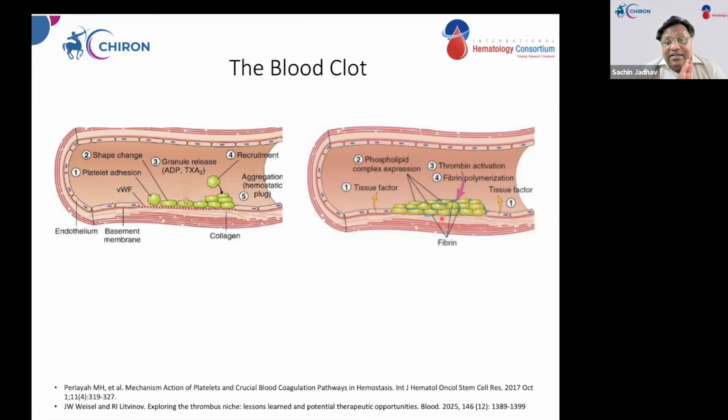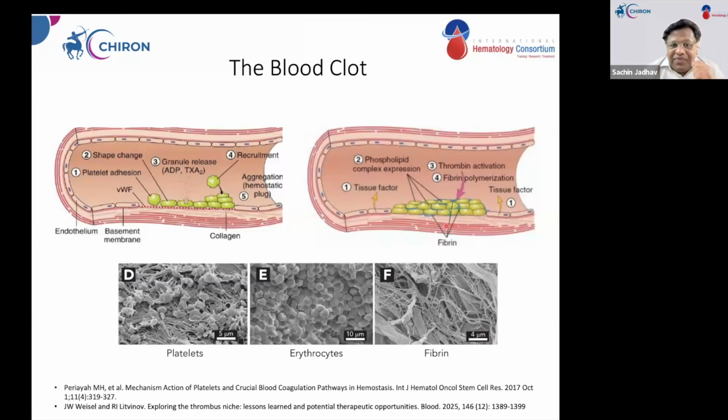So one way to look at it is platelets and RBCs are like bricks, and fibrin is like the cement which holds the bricks together. This is how a very localized blood clot is formed. And if we take a patient's clot and section it and look under electron microscopy, we see these three elements, the three components of the blood clot. So we see the fibrin strands. Within that, we have a lot of RBCs which are trapped and also platelets.